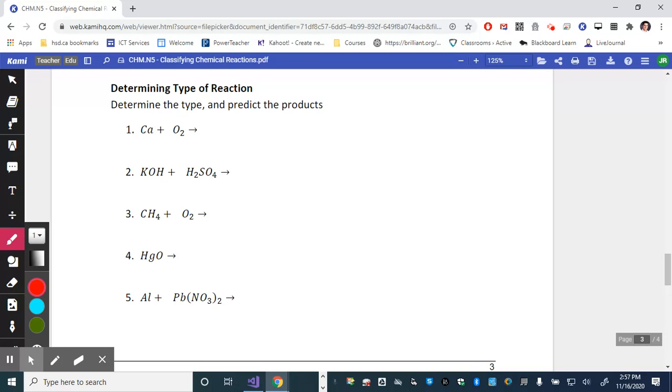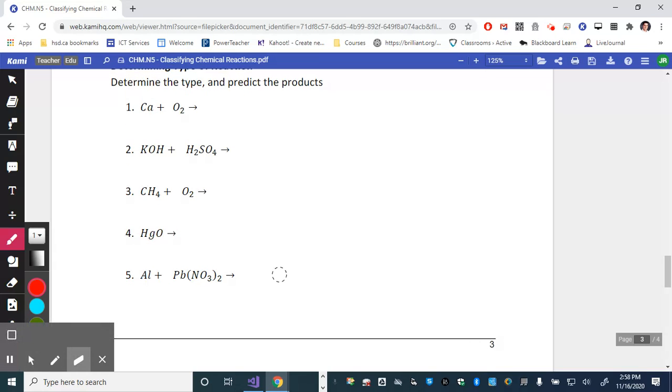All right, we got calcium and oxygen. What kind of reaction is going to happen? This has to be our first step. Well, what we see is we have a single element and another single element. It's a double pair of oxygen, O2, but essentially it's two single elements. Okay, I found something. So you have calcium and oxygen that are going to bond. So what is this? This is going to be synthesis.